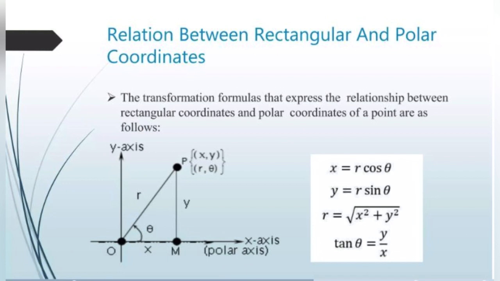Relation between rectangular and polar coordinates. The transformation formulas that express the relationship between rectangular coordinates and polar coordinates of a point are as follows. With the x-axis, y-axis and polar axis, where the x-axis is the polar axis: x is equal to r cos theta, y is equal to r sin theta, r is equal to root of x square plus y square, tan theta is equal to y by x.